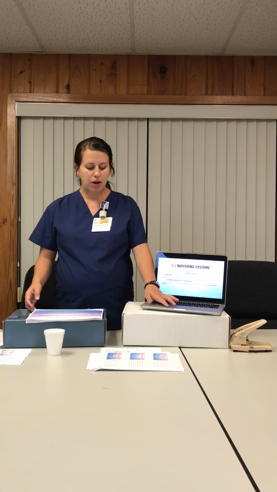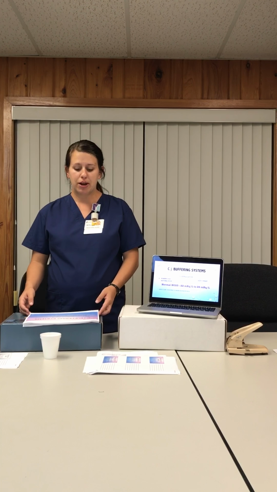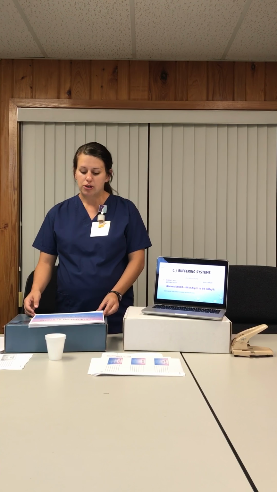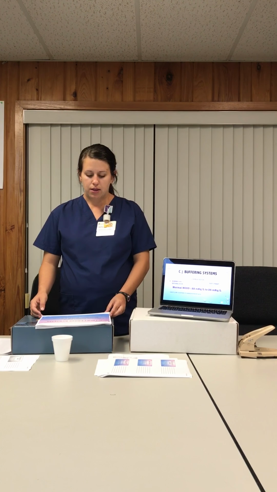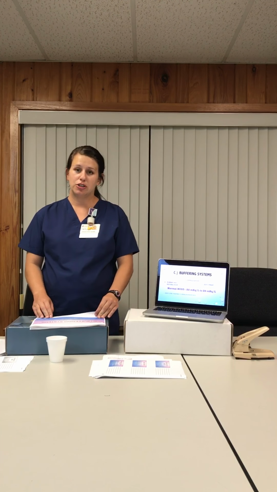Bicarb is the second chemical buffer. It's an alkaline component that reflects renal function. The renal system is the body's primary buffering system. A normal bicarb level is 22 to 26 milliequivalents per liter. The renal system adjusts slowly in response to changes in respiratory needs.